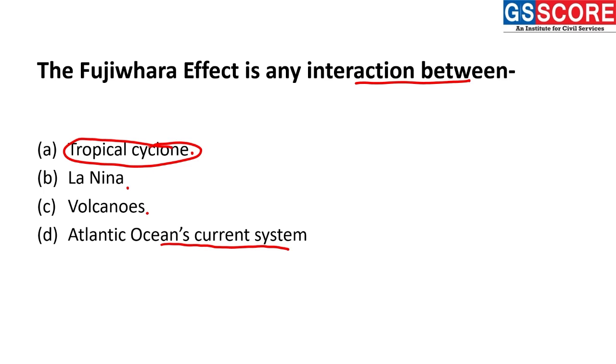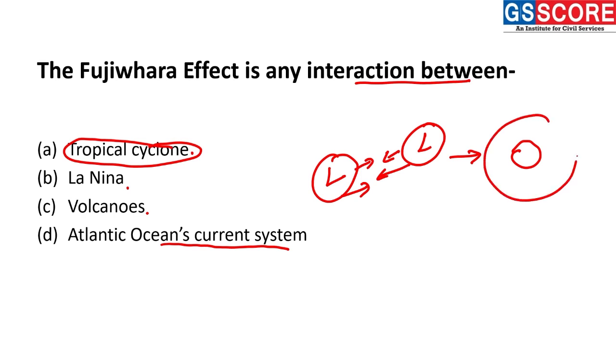We can see if there is presence of two tropical cyclones which are low pressure systems, and they are moving towards each other, thus what happens, these two cyclones start merging, and they become a bigger cyclone. This event of the merging of two small cyclones and becoming one bigger cyclone is called the Fujiwara effect.